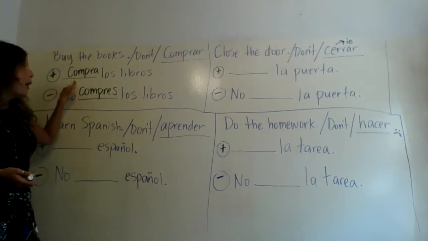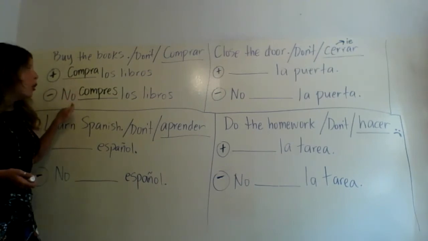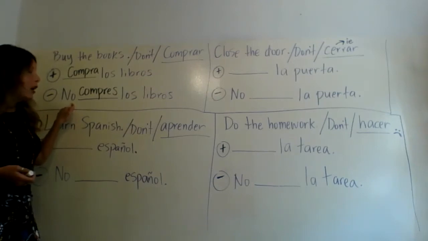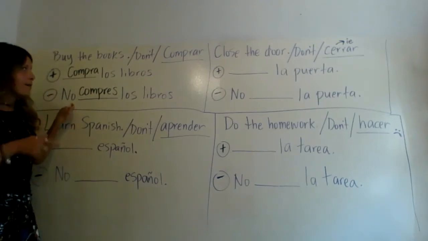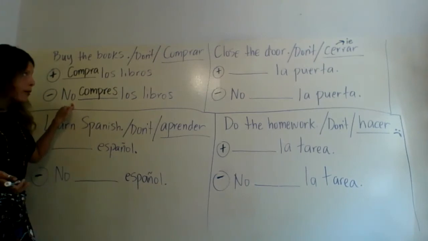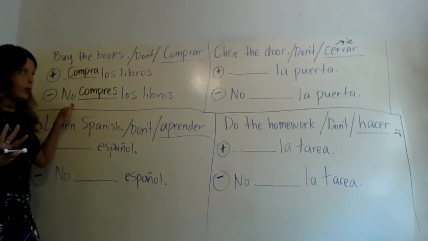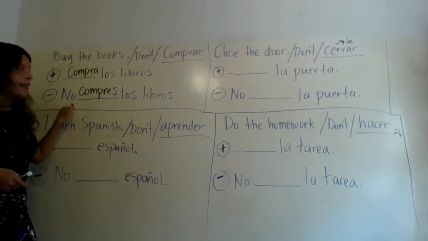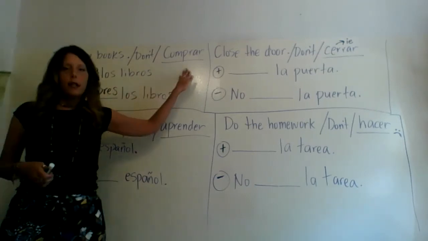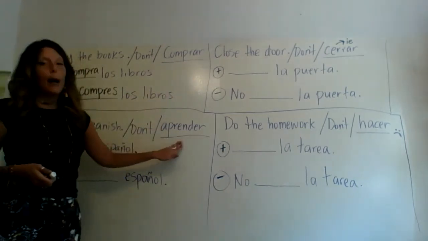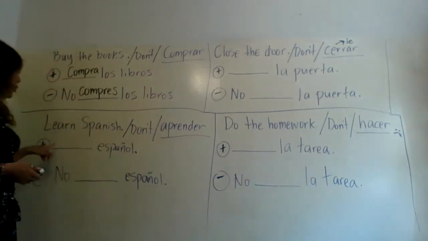Compra, C-O-M-P-R-A, no compres, C-O-M-P-R-E-S. So we have compra los libros, buy the books. No compres los libros, don't buy the books. That happens to be just a regular happy verb. The next verb, aprender, means to learn.